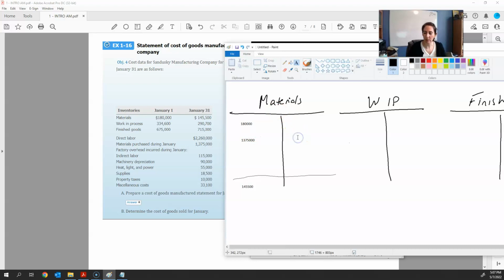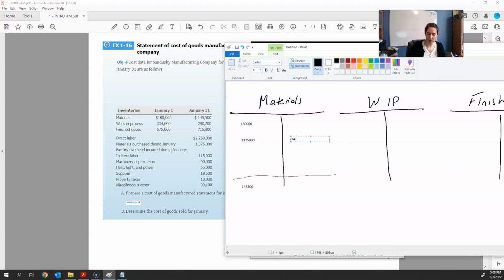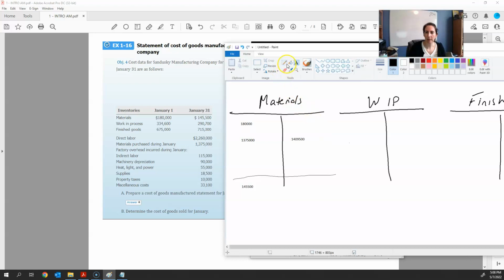Okay, so if we take the 180,000, look, I've got a calculator here, 180,000 plus the 1,375,000, too many zeros, minus the ending balance of 145,500, you wind up with $1,409,500 of materials that were used during the month. Right, these are the materials that actually went into the work in process. So click out of that, and I'm going to draw a hideous arrow. These are the direct materials that went into the work in process.